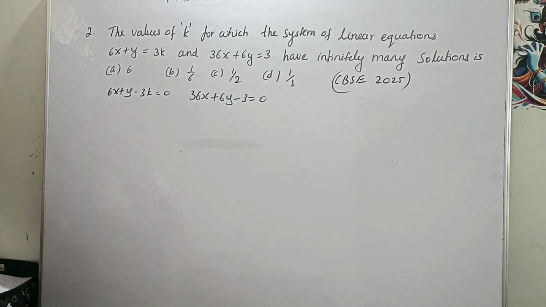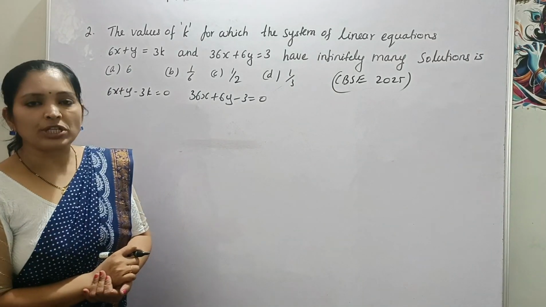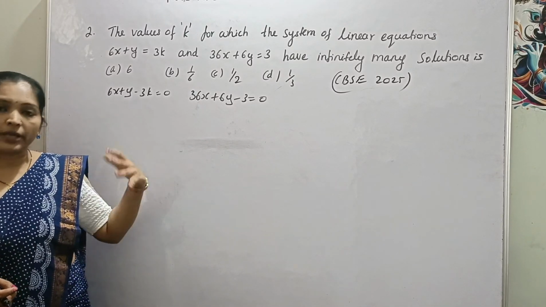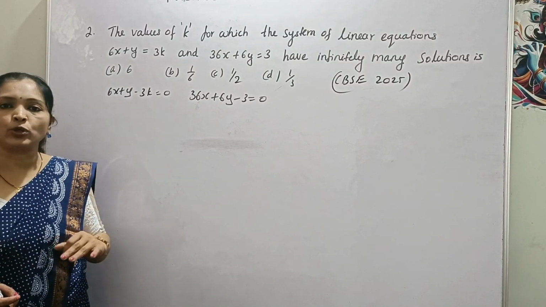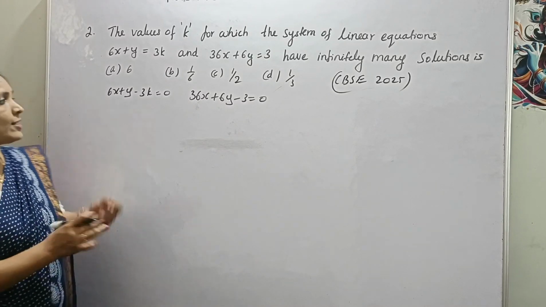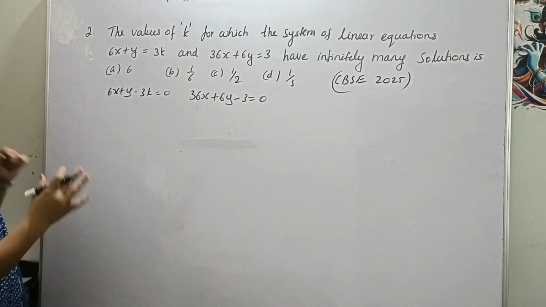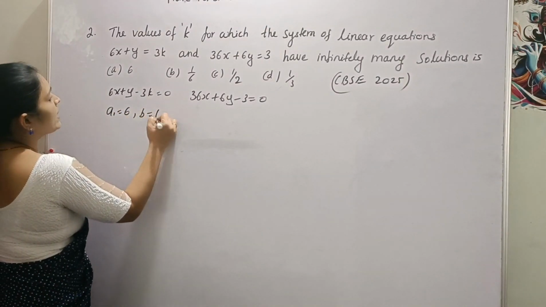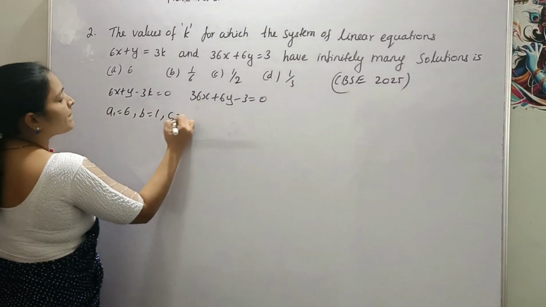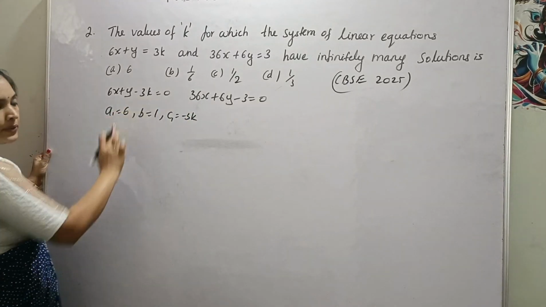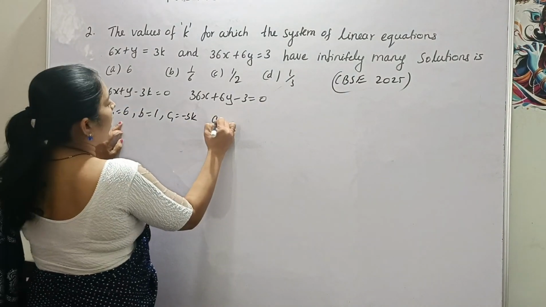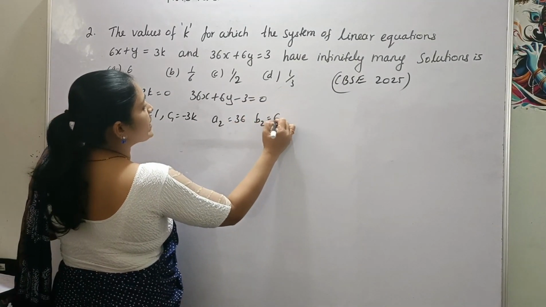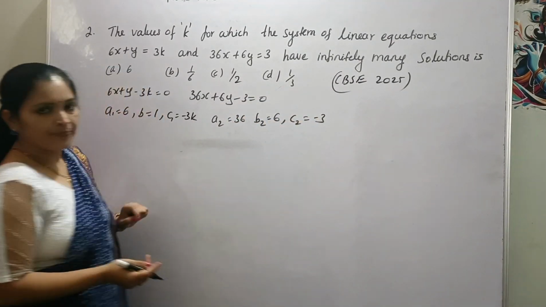Okay. Now, we know that if a pair of linear equations has infinitely many solutions, a1 by a2 is equal to b1 by b2 is equal to c1 by c2. Right. So, let's write a1, b1, c1, a2, b2, c2. That is a1 is equal to 6, b1 is equal to 1, c1 is equal to minus 3k. It is the constant term, okay? And a2 is equal to 36, b2 is equal to 6, c2 is equal to minus 3.